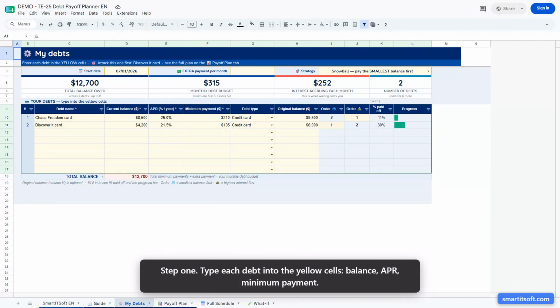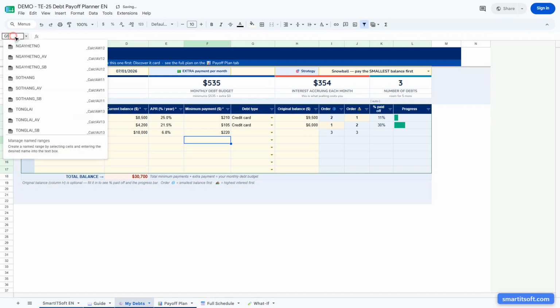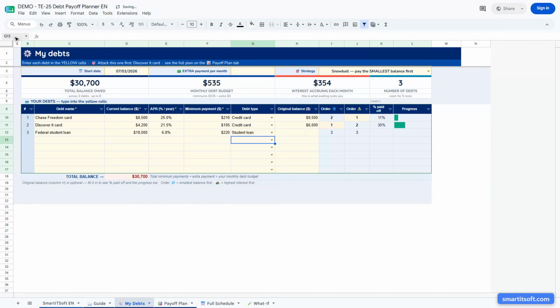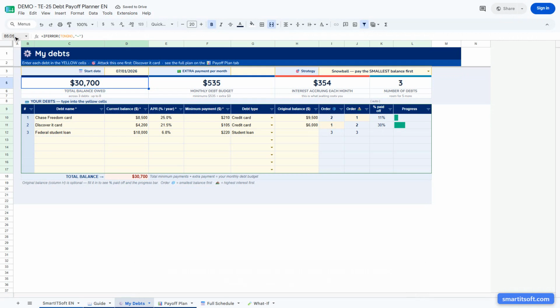Step 1. Type each debt into the yellow cells: the balance, the interest rate, and the minimum payment. The moment you type, the cards up top move. Total owed, your monthly budget, and the interest piling up each month.